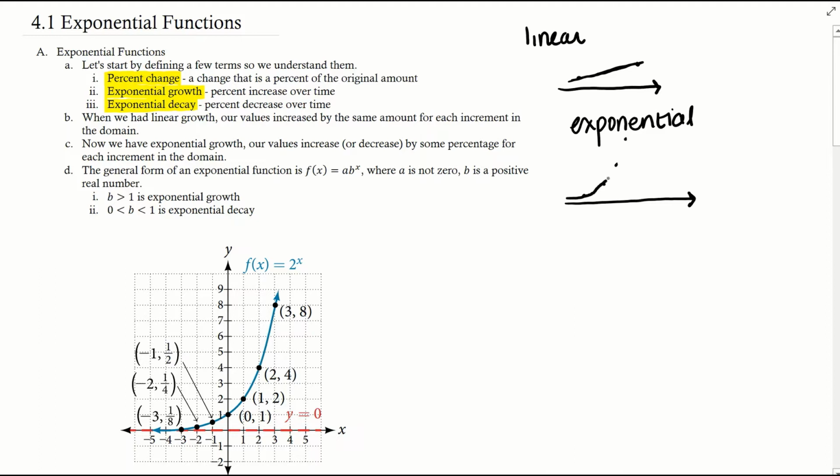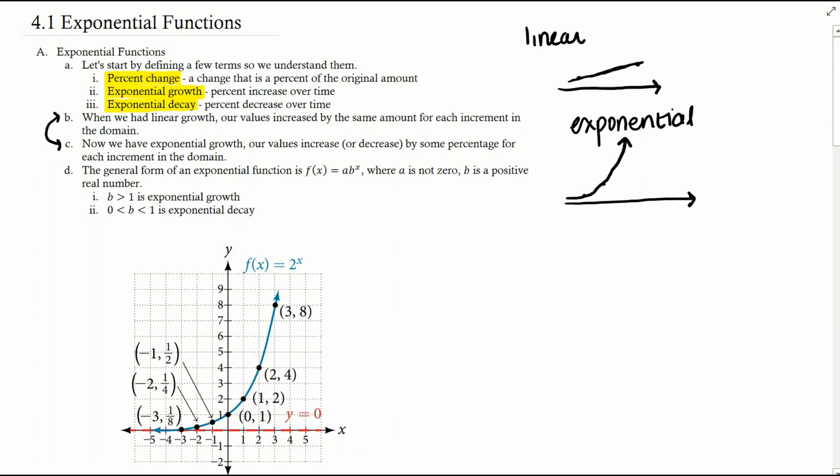So this is what we are looking at. It can get very large very, very rapidly. It can get very, very small very, very rapidly. So we're talking about things like population, like bacteria, people, deer. Usually bacteria is something that we'll talk about. So that's linear growth versus exponential growth.